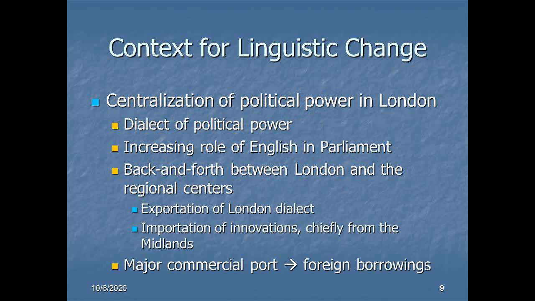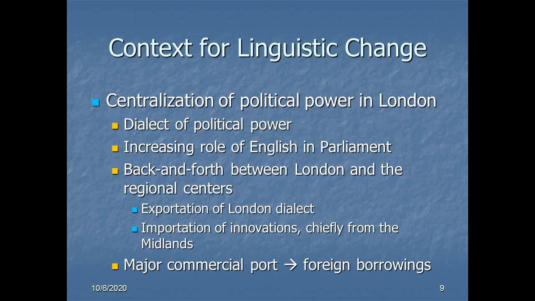In the meantime, let's talk a bit about some more explicitly linguistic considerations. By the end of the 14th century, English, rather than French, had become the language of political power in London. Moreover, over the course of the 14th century and into the 15th, political power tended to become more and more centralized in London.